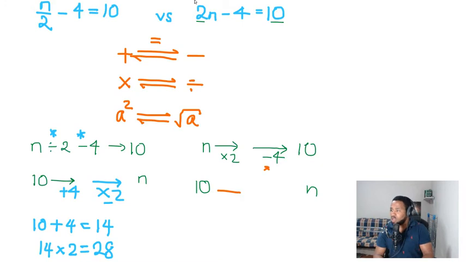minus 4. We're going to add 4, we get a number, and then the next step is for multiplication. We're going to perform division, divide our answer by 2, and that gives us n.